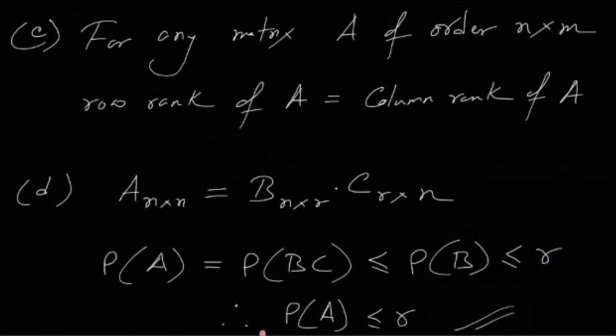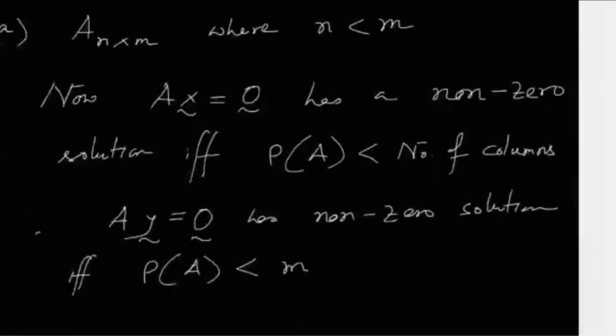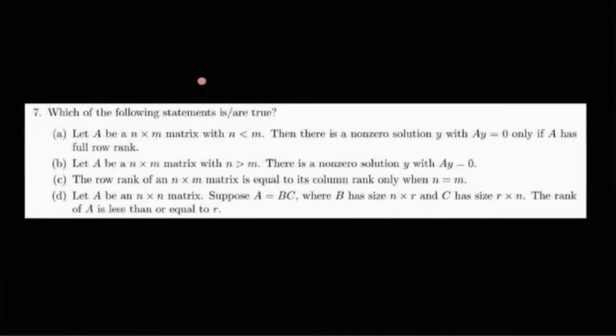So option D is the only one that is true here. The other options, A, B and C, are all false. So there you have it, the solution to this problem. It was a very easy problem actually. You only needed to know the basic properties of systems of equations.